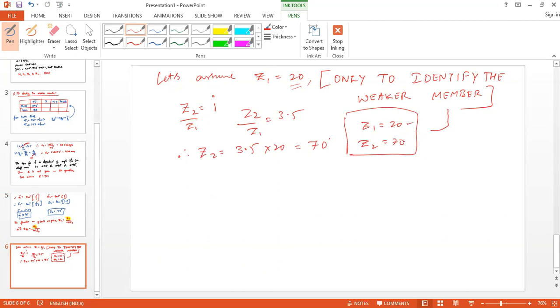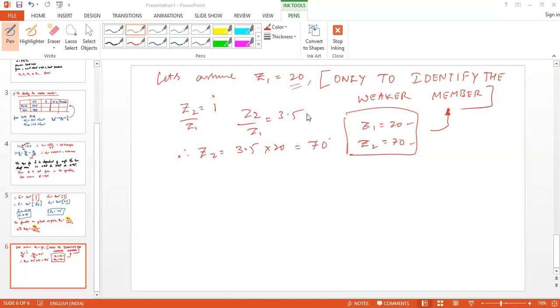We have assumed the value of Z1, therefore we got the value of Z2. This is only to identify the weaker member. These are not the actual values of Z1 and Z2. Is it clear? Yes, sir. This is only to identify the weaker member.